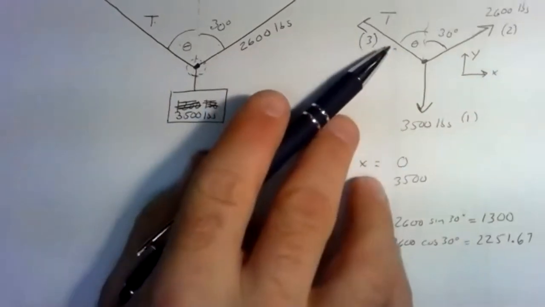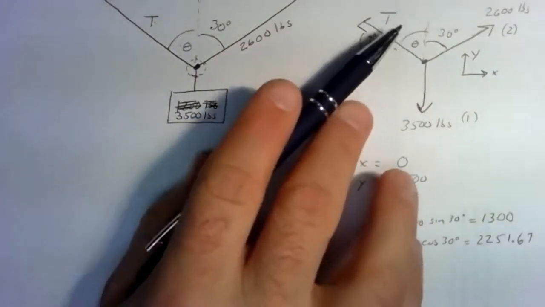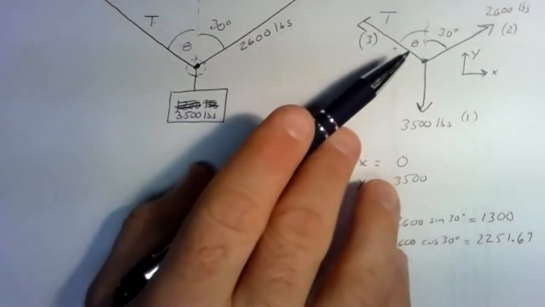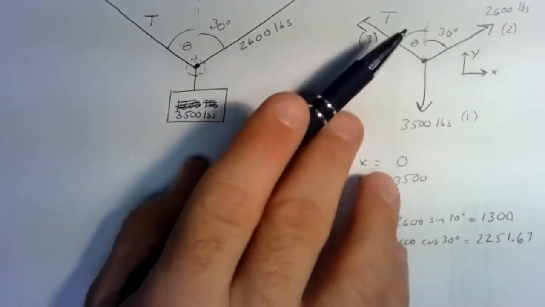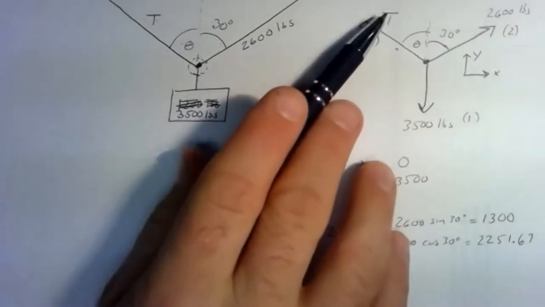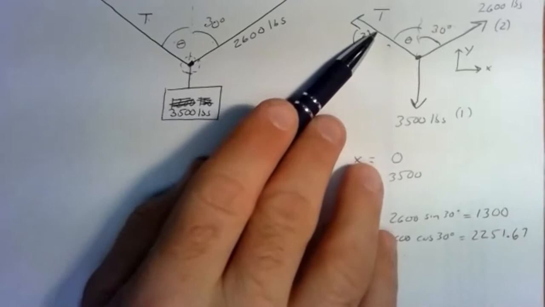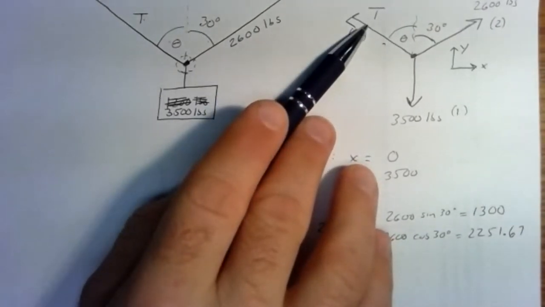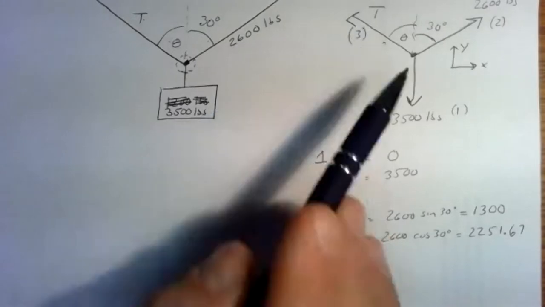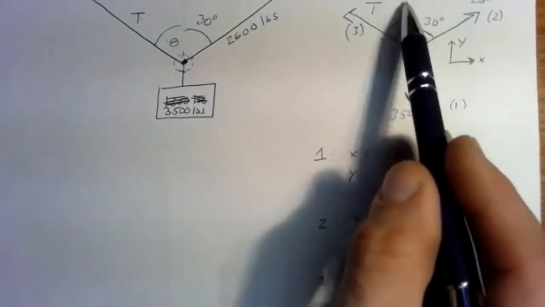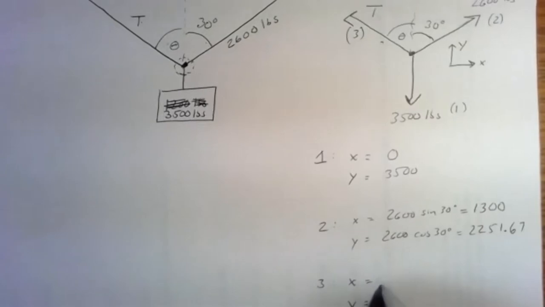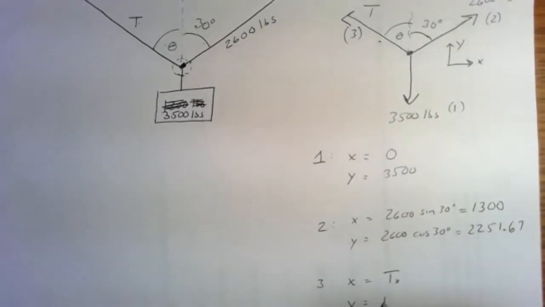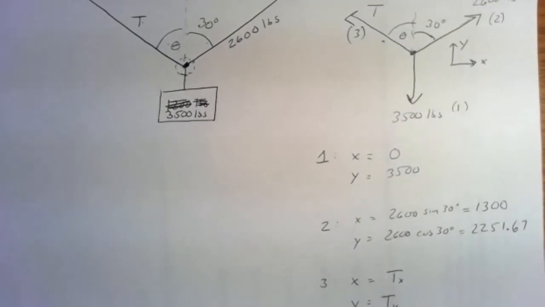Then we get to our unknown vector. Now we know nothing about this vector. We don't know the size, we don't know the direction. And whenever that's the case, don't try to use T sine theta and T cosine theta. It's just going to get messy that way. Instead, deal with the Cartesian components, the x and the y. So my x component is just going to be Tx, and my y component is just going to be Ty.